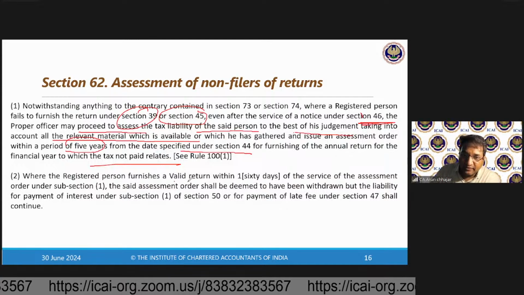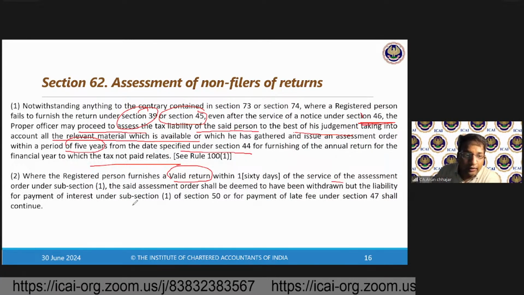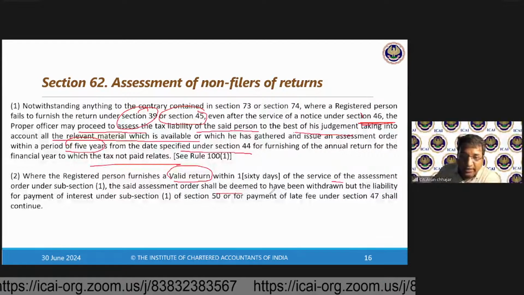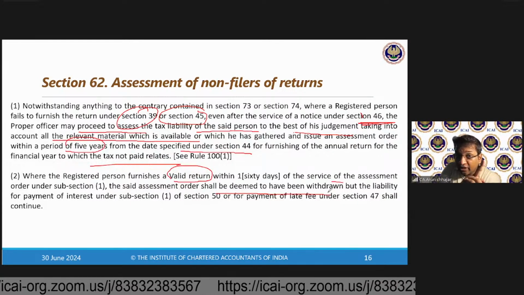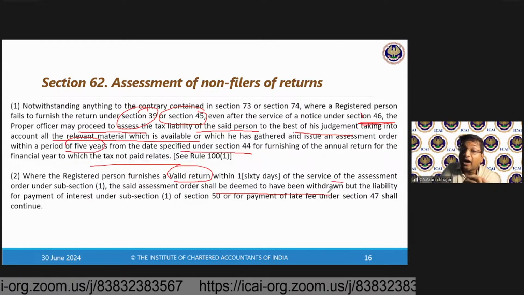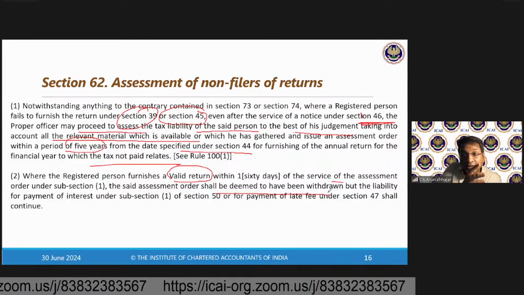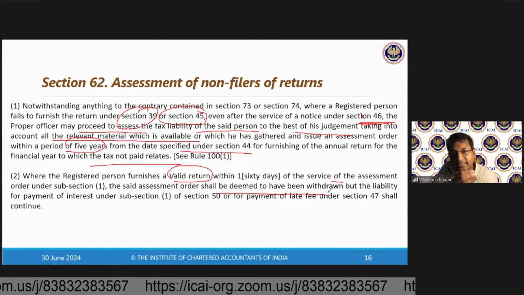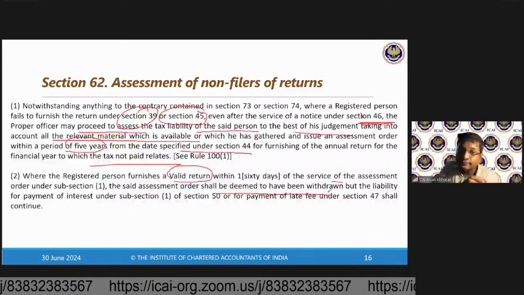Where the registered person furnishes the valid return within 60 days, the service of the assessment order shall be deemed to have been withdrawn. So the notice has been issued, the order has been issued under section 62. After that order, if the GSTR 3B or any return is furnished within 60 days, the order will be deemed to be withdrawn.